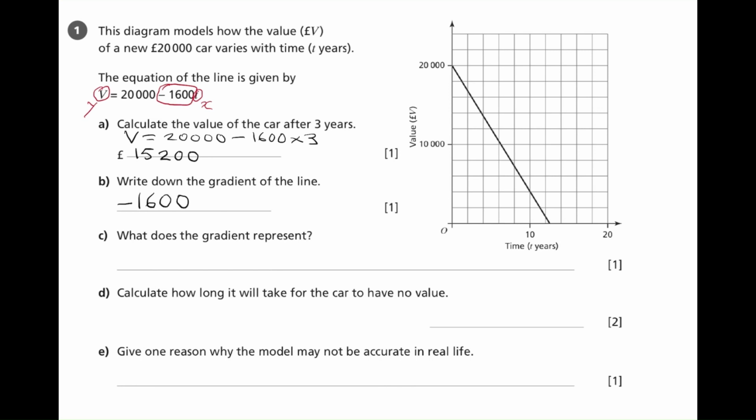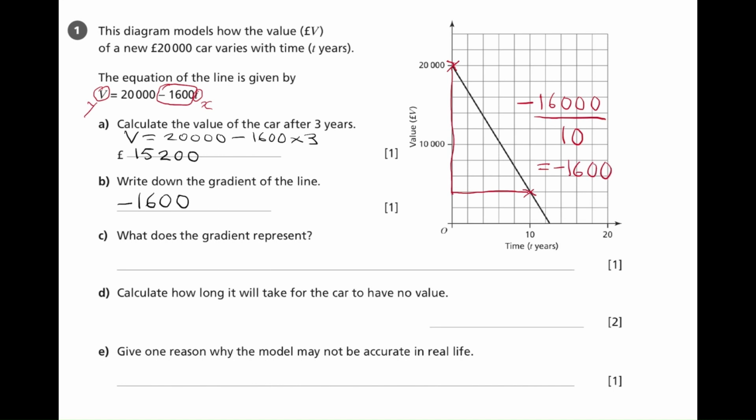Alternatively, you could try and use the graph, so long as you can read off two clear values. This value on the vertical axis is easy to read, and there is another value, 10 against 4,000. So we can work out the gradient by getting the change in the y values, the vertical values, and then dividing it by the change in the x values, the horizontal values. So the vertical change of values, 16,000, and the horizontal 10 years. The line slopes downwards from left to right, so it's a negative gradient, and this gives us the minus 1,600.